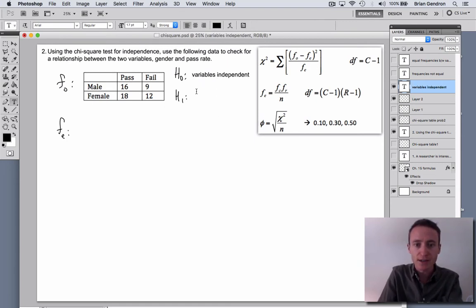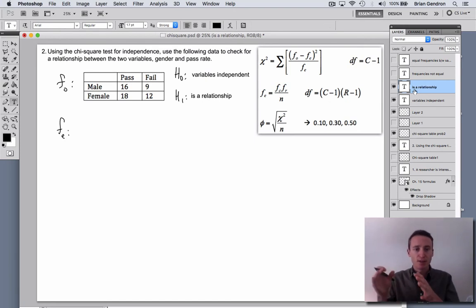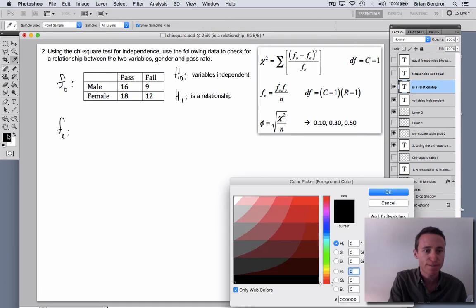Whereas on the other hand, the alternative is saying there is a relationship between our two variables. That, in other words, the likelihood of passing the class is related to gender. All right, so in order for us to calculate the expected frequencies, we need to calculate some preliminary information first.